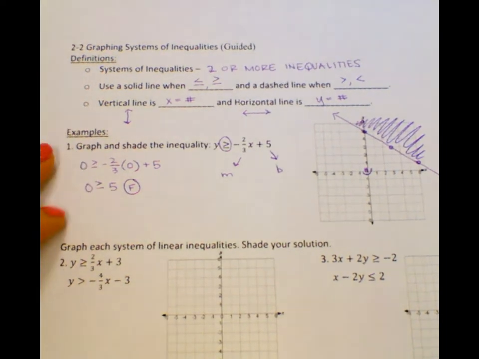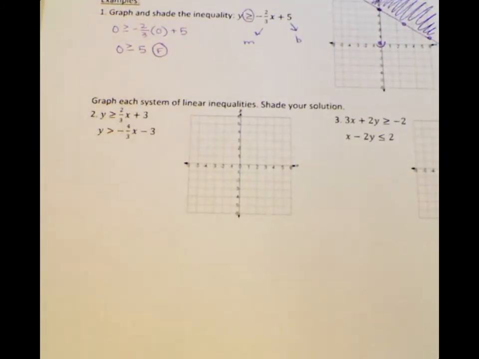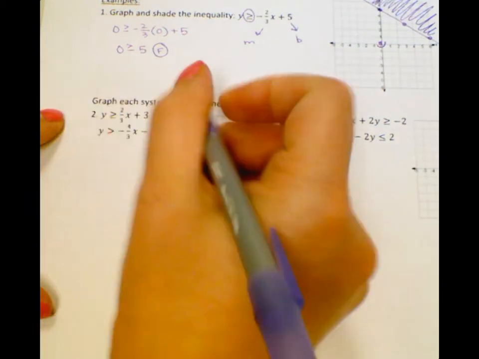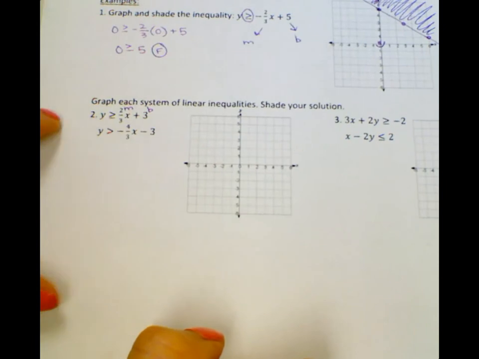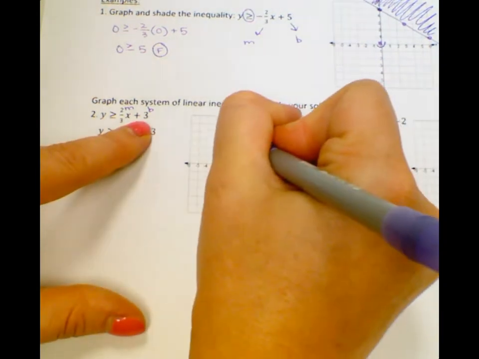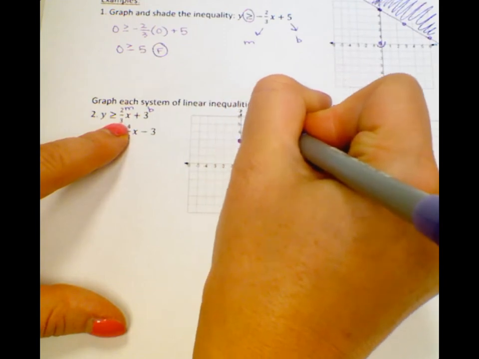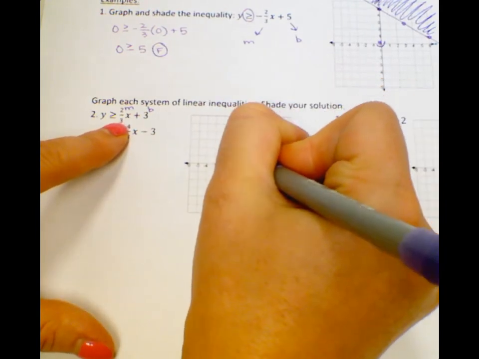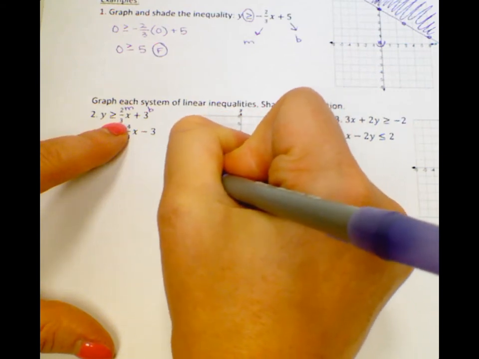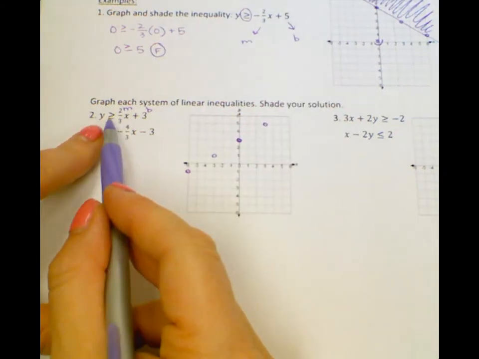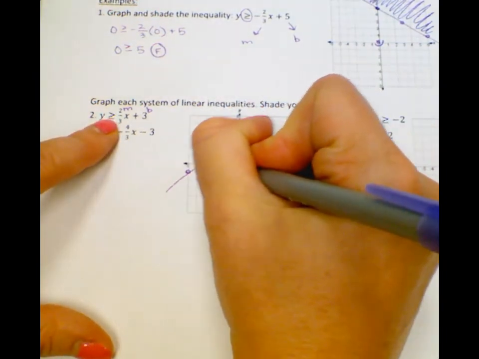Let's try another one. Let's try a system this time. So again, remember, a system just has two inequalities. So let's start with this one right here. Here's our slope. Here's our y-intercept. So I'm going to start with the 3. Then I'm going to do what the slope tells me to do: up 2 over 3, and I'm also going to go down 2 over 3. Now let's look at the inequality. It has the underline under it, so I know it is a solid line.